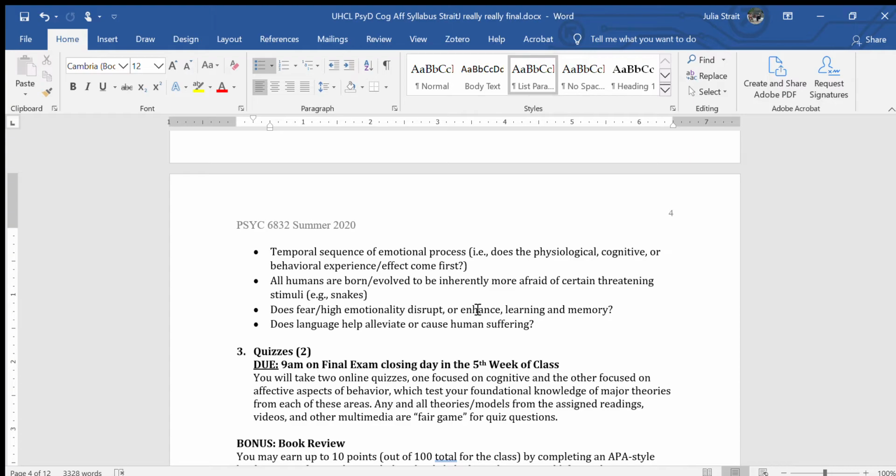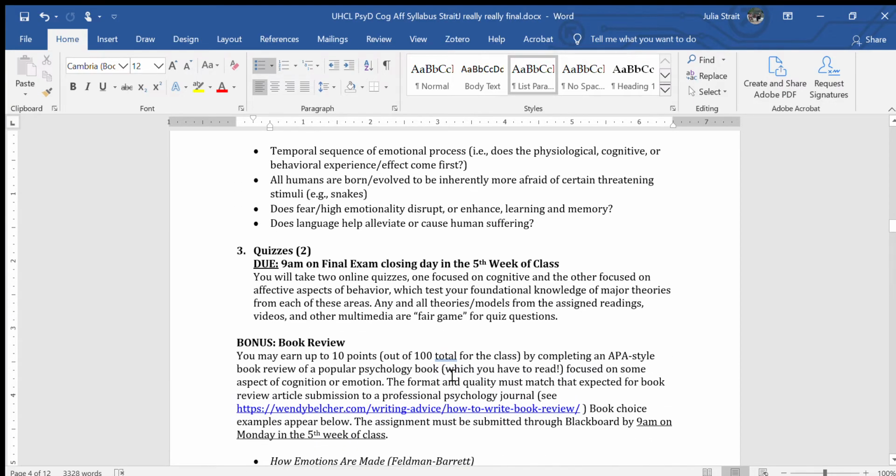All right, last thing. So both quizzes are going to be due on the final exam closing day in the 5th week of class. I'm working to get these up in that last week. You're going to be able to take them kind of whenever you have time. You will have to take them, I think, in one sitting. You can't sign in and out. We're trying to work with Blackboard to get that set.